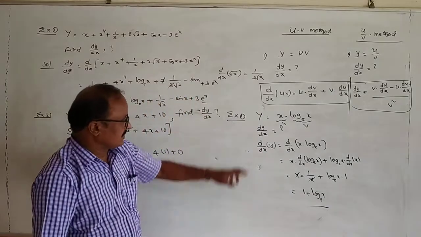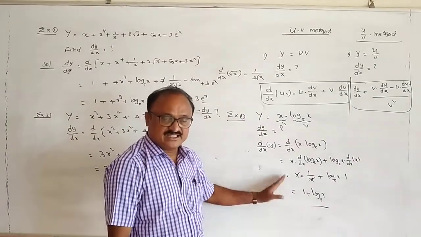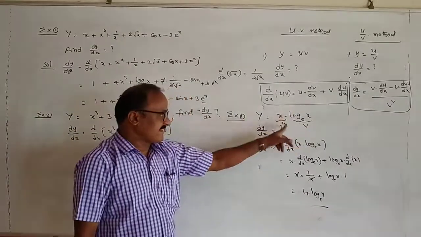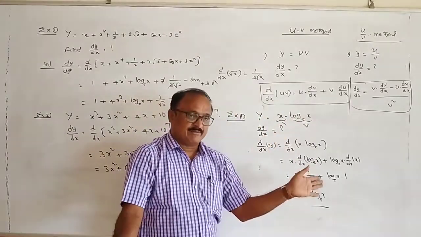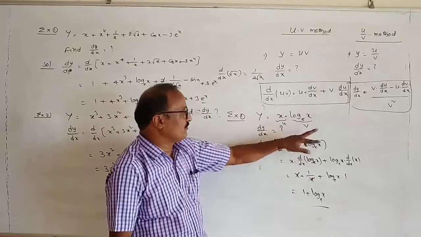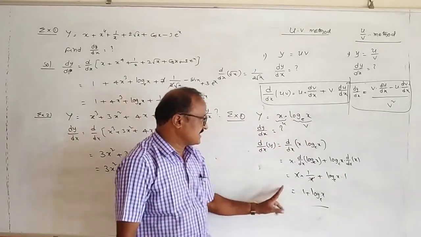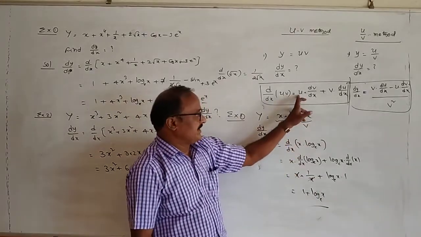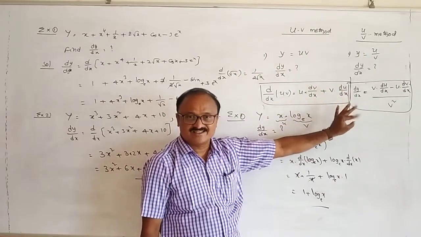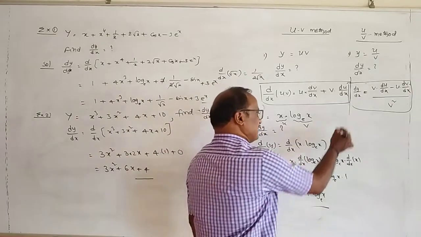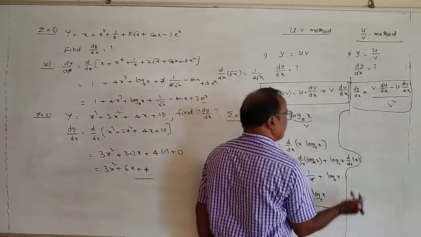This is the formula for dy by dx. This is the method of uv. Here there are two variables given to me. The derivative of the product u into v, dy by dx, is equal to the formula u into dv by dx plus v into du by dx. Okay, my dear students. Next, one more example regarding u by v.